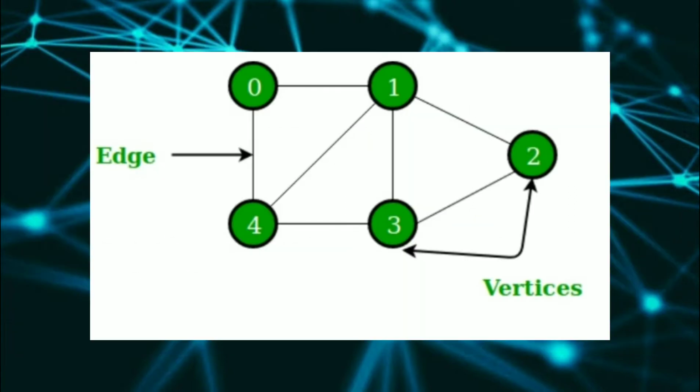As we can see in this image, the nodes of the graph are represented as vertices, thus 0 to 4 are vertices, and the edge represents a path between two vertices, or a line between two vertices.